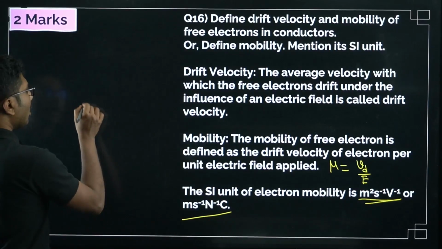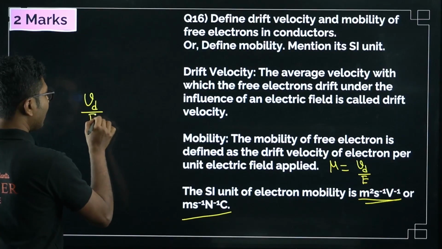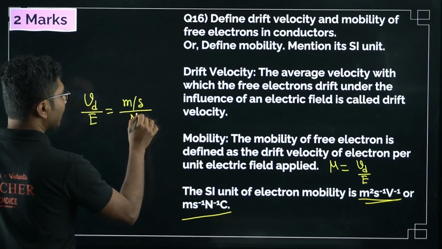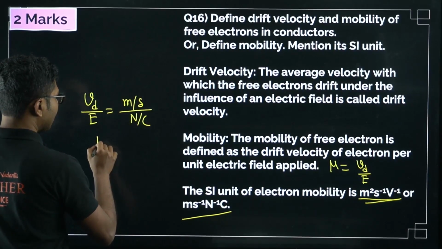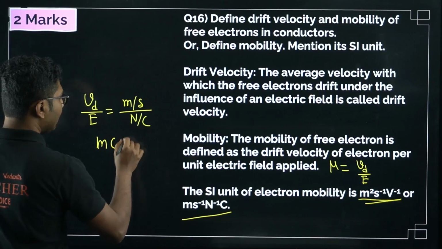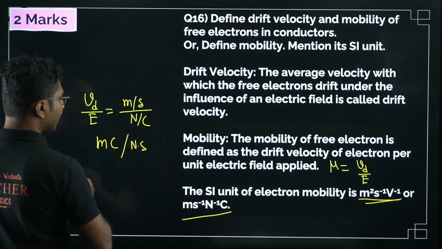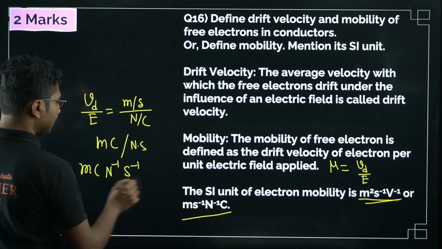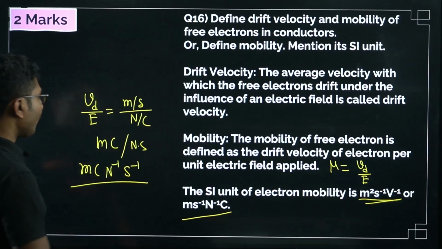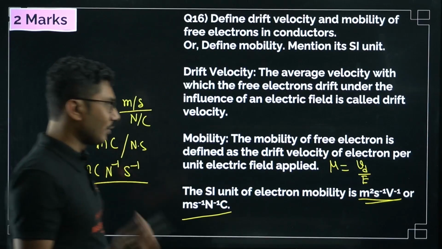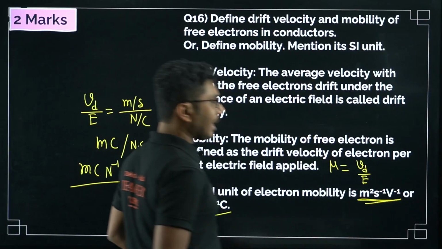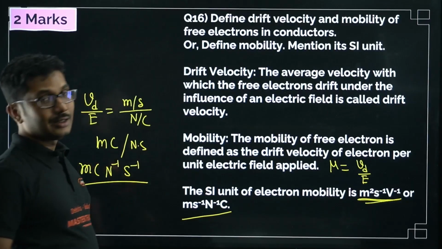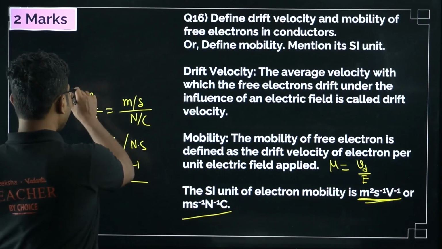Or what you can do is vd by E. What is vd? vd is meter per second, and E is Newton per coulomb. If you do that, you will get meter coulomb divided by Newton second, that is meter coulomb Newton inverse second inverse. This is another way to find the unit. Here we have mentioned the electric field unit in volt per meter, so that is another way to write the unit. Anyway, you can remember the unit.